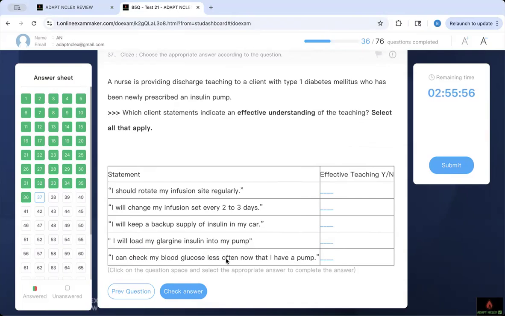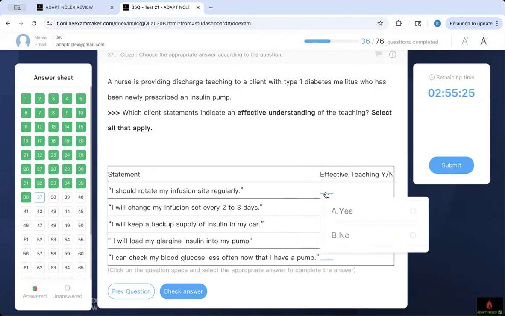Which client statement indicates effective understanding of the teaching? I should rotate my infusion site regularly. Is that what you do when you have a pump? I will change my infusion set every 2 to 3 days. I will keep a backup supply of insulin in my car. I will load my glargine insulin into my pump. I will check my blood glucose less often now that I have a pump. What do you think? Insulin pump, how do you manage it? What are the concepts you should know?